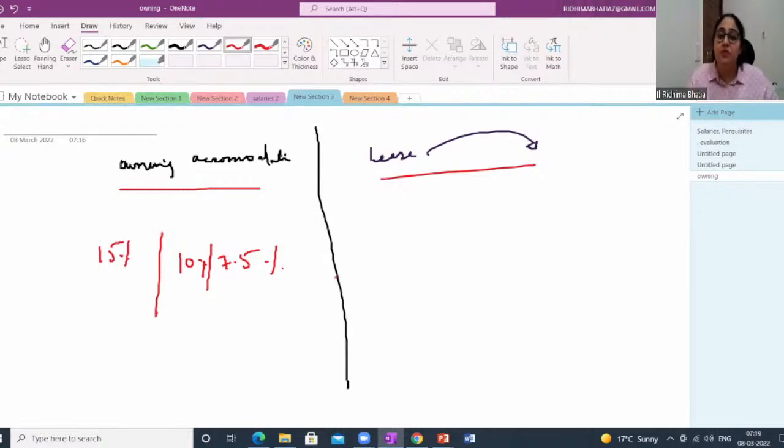Then 10% of salary if you are living in an area where the population is more than 10 lakhs but up to 25 lakhs. And 7.5% if you're living in an area where the population is less than 10 lakhs, when we talk about small towns and all. So depending upon the area where the rent-free accommodation is provided, 15, 10 or 7.5% of salary would be added as the value of perquisite of rent-free accommodation. Clear?